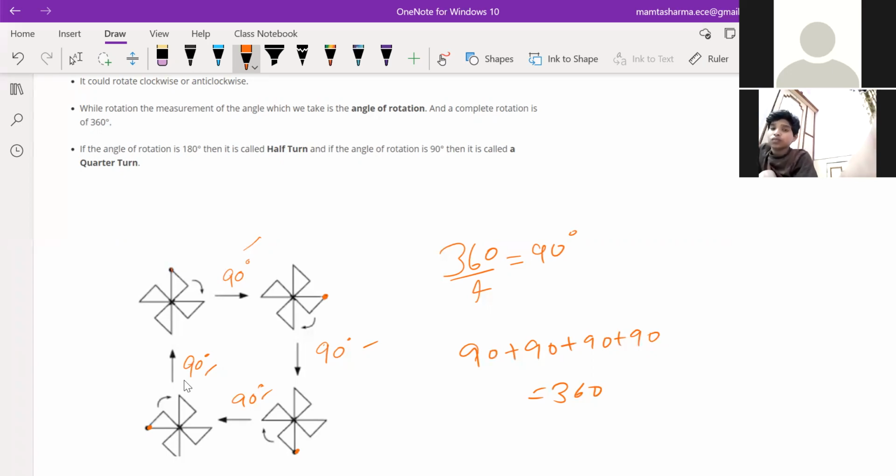So you could see here in the first condition, it is the same as the original position. It is the same as the original object, right? The point is only a reference that we are moving by 90 degrees. The point is taken only for reference. Otherwise, the shape is the same, right? So in the first case, the shape is the same. In the second case, the shape is the same.